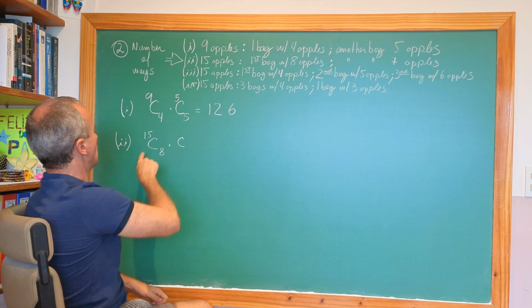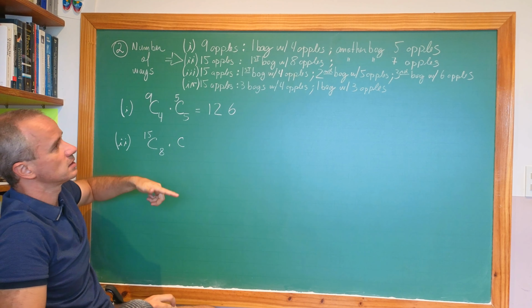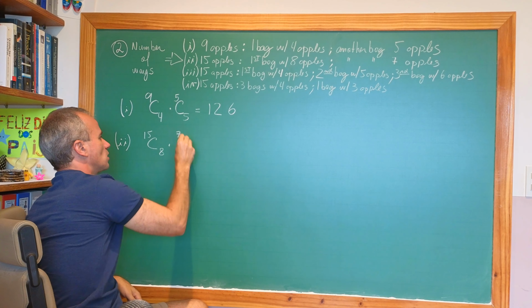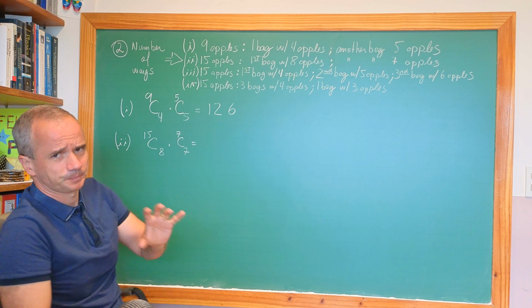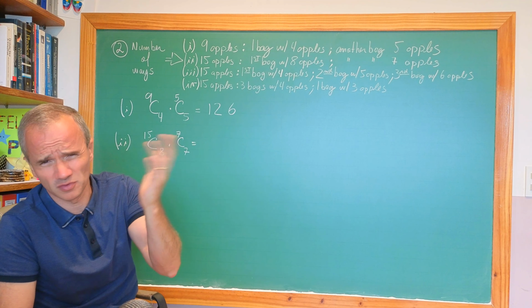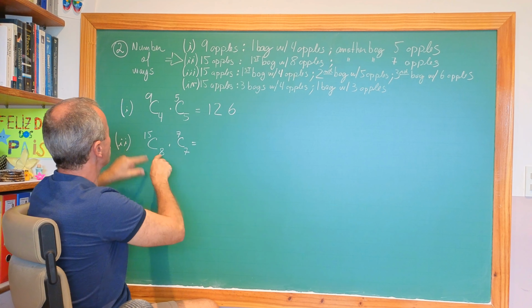Now, well, I start with 15. I chose 8, 7 to go, right? And those 7 are going into this one. Alright, so let's do this. I'm going to use basic now. If you already know, please fast forward. So 15 choose 8. What's going to happen?